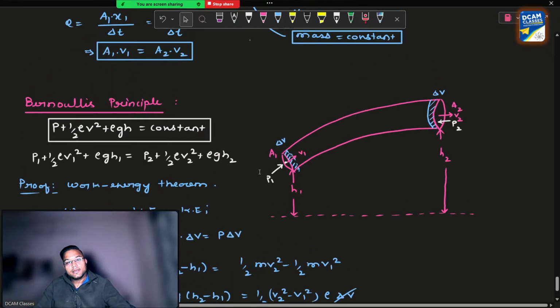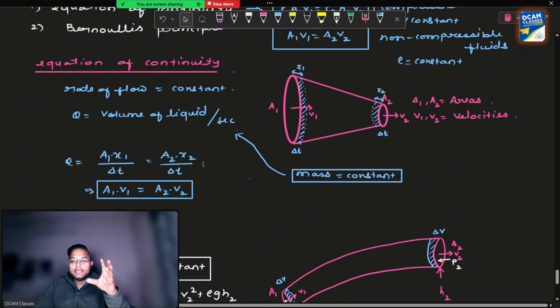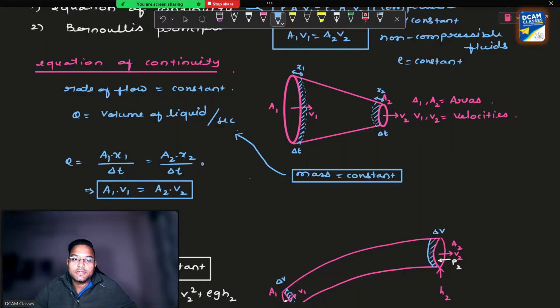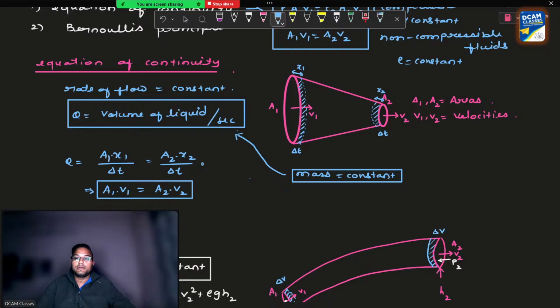See, a very easy type of question can be asked on the basis of just understanding this equation of continuity, that is, the rate of flow. That means the amount of liquid flowing per second is the same. How they frame the question, I'll give you one type of question. Just see this one.